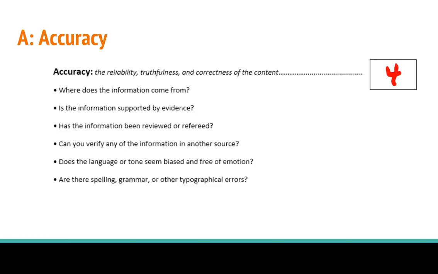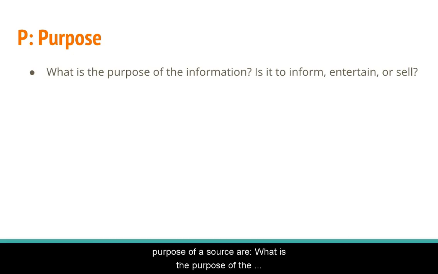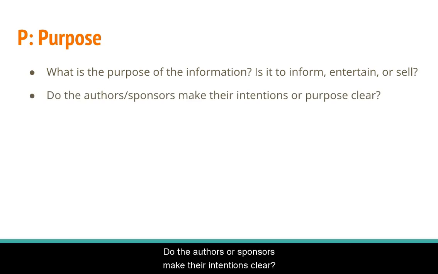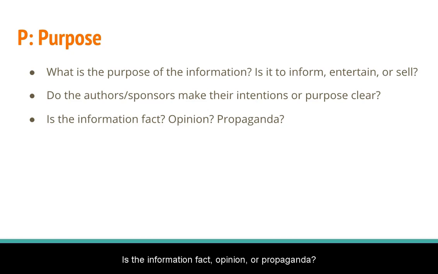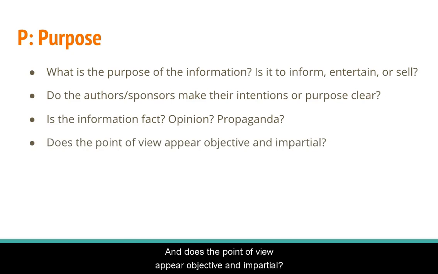The final category is purpose, which is the reason the information exists. Questions for judging the purpose of a source are: what is the purpose of the information? Is it to inform, entertain, or sell something to the audience? Do the authors or sponsors make their intentions clear? Is the information fact, opinion, or propaganda? And does the point of view appear objective and impartial?